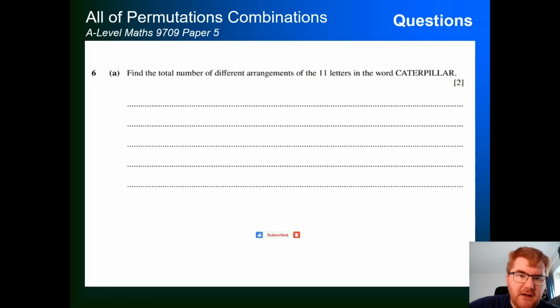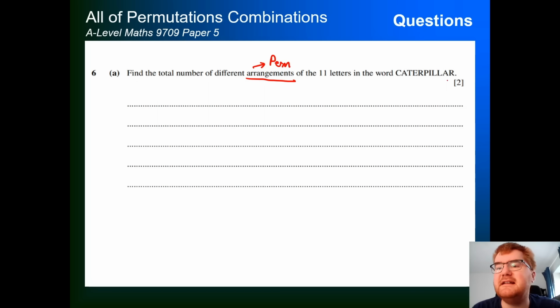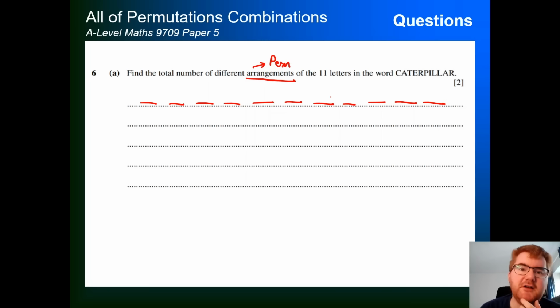Okay, next question here. So 6A, find the total number of different arrangements. Again, I'm looking out for that. So we're going to use the permutations here of the 11 letters in the word caterpillar. Okay, so we have 1, 2, 3, 4, 5, 6, 7, 8, 9, 10, 11. Okay, so this is just going to be 11 factorial.